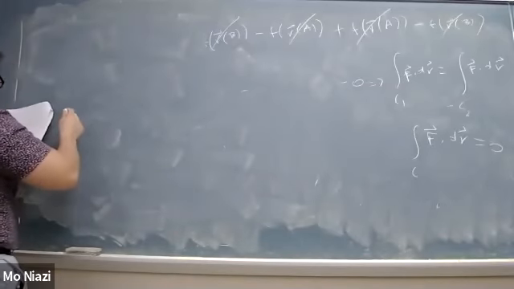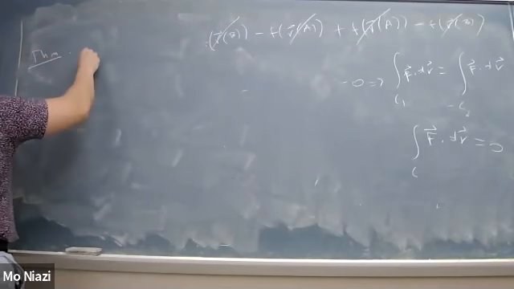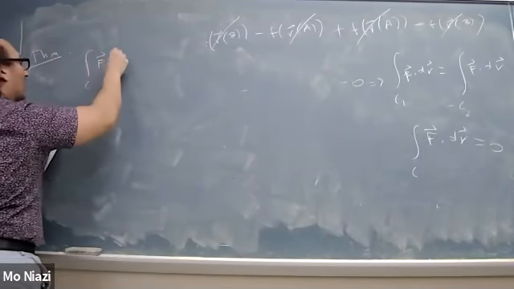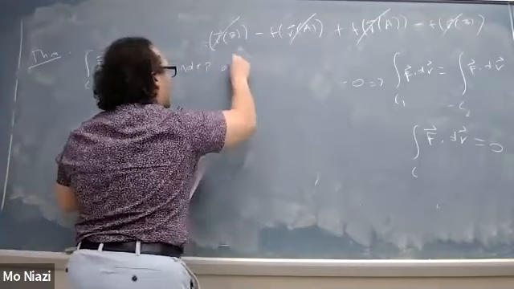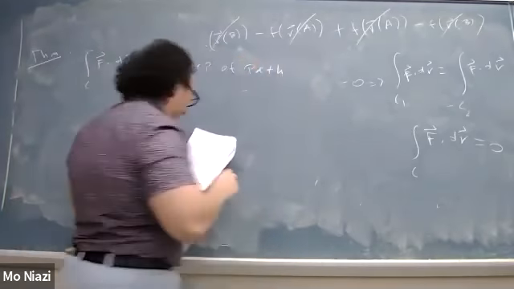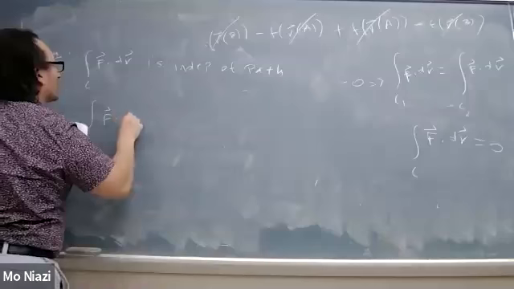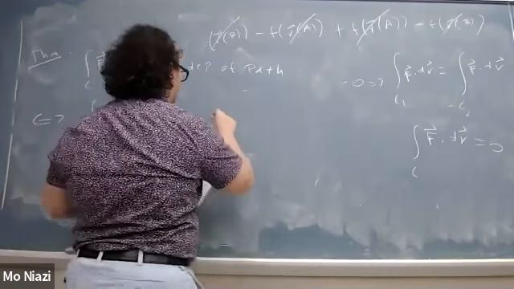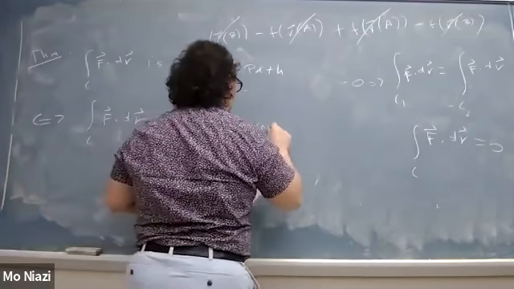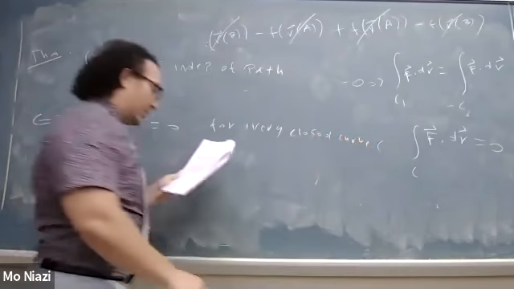So what do you guys get? Here's your theorem. If the line integral is independent of path, that implies that it's equal to 0 for every closed curve. Every closed curve C.